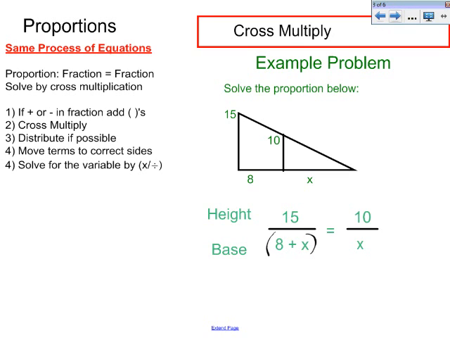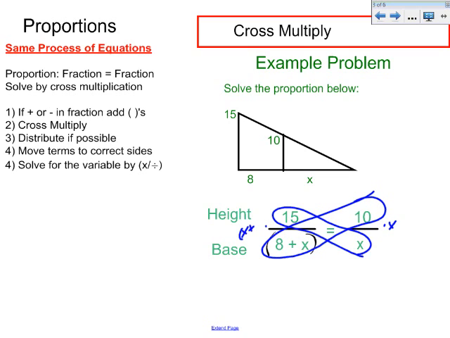Now understand that cross multiplying, it's basically just balancing. The opposite of divide by x is times x. The opposite of divide by 8 plus x is multiply by 8 plus x. So you do it to both sides and you rewrite it as an equation. 15 times x equals 10 times parentheses 8 plus x.